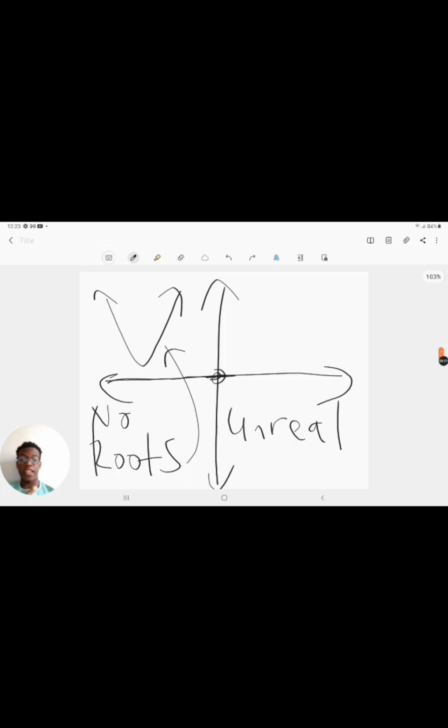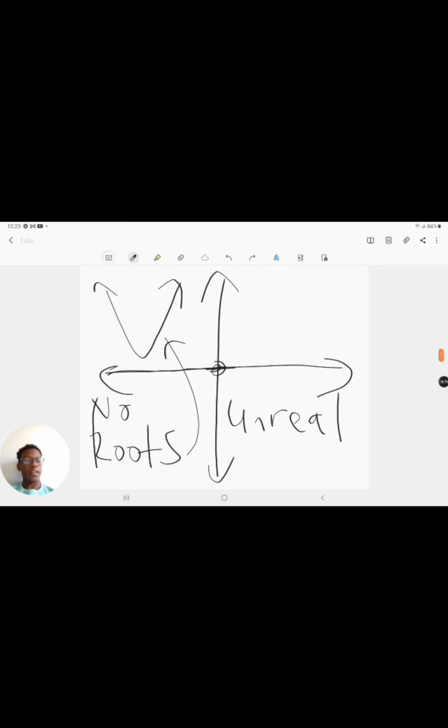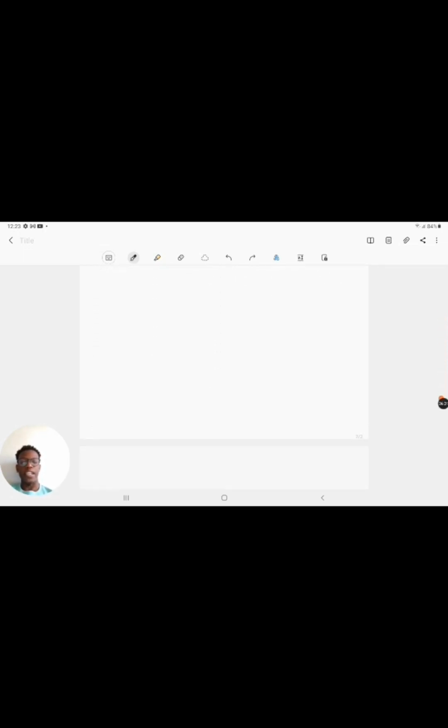Okay, so that's what roots are. If there's anything that I want you to take away from this video, it's that the roots of a quadratic function are the x-intercepts of that quadratic function. And if that quadratic function does not have x-intercepts, then that quadratic function does not have roots. Okay, so let's look at this in a bit more detail.